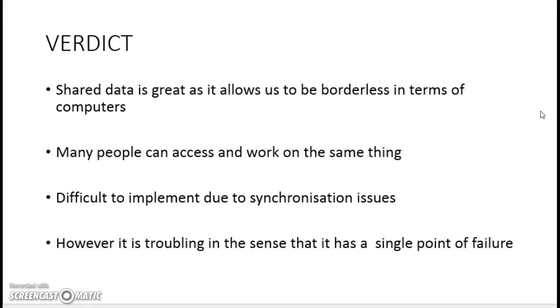It's also a little bit troubling in the sense that it has a single point of failure. So can you really rely on it and put all your trust into it, knowing that if just that data center is corrupted, all of your data is gone? And it's very hard to convince the people you're trying to sell the product to as well. So that is one of the troubles with it.